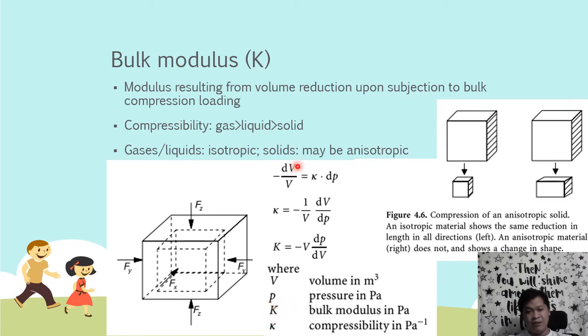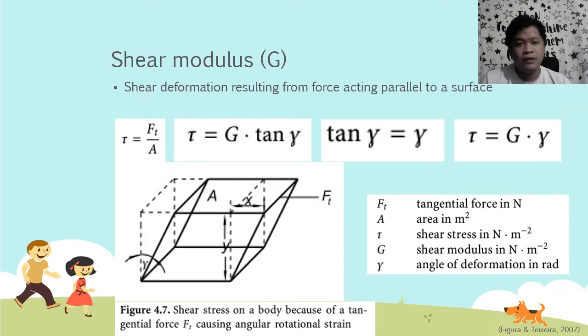So change over volume is equal to the proportionality constant times the change in pressure. Rearrange that and you have the bulk modulus equal to the negative of the initial volume multiplied by the change of pressure over the change in volume. Lastly, we have the shear modulus.